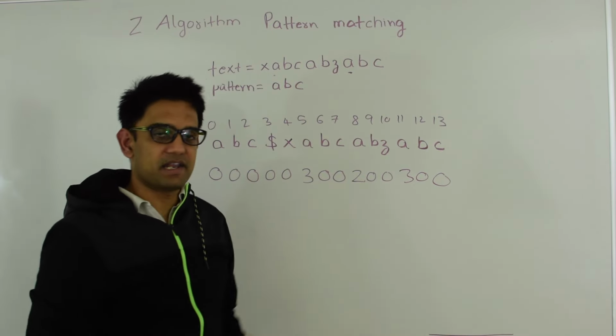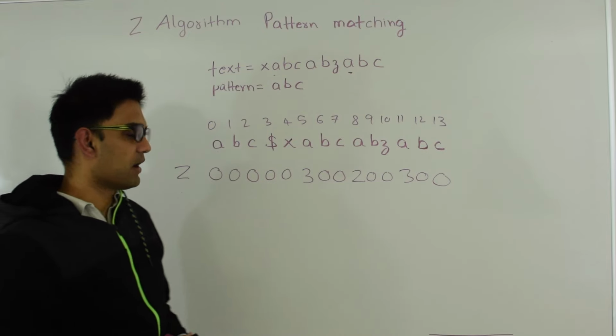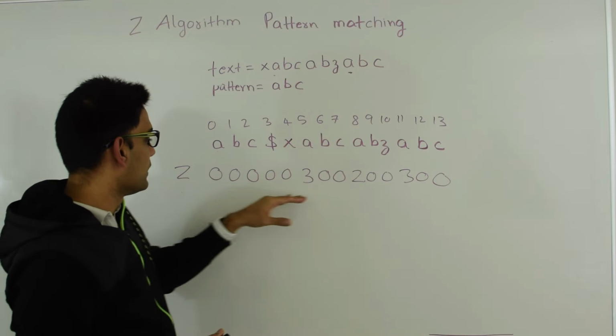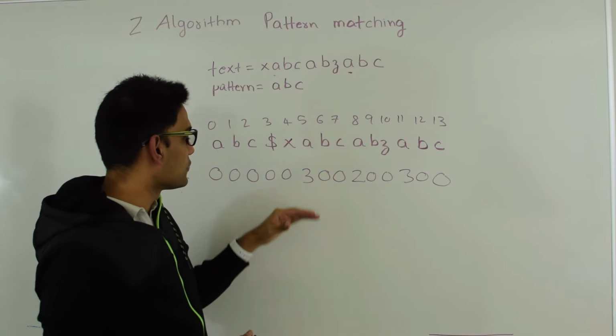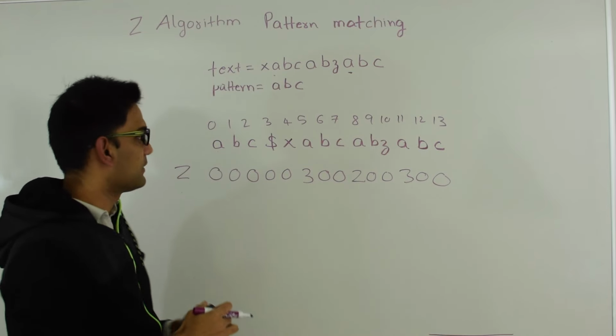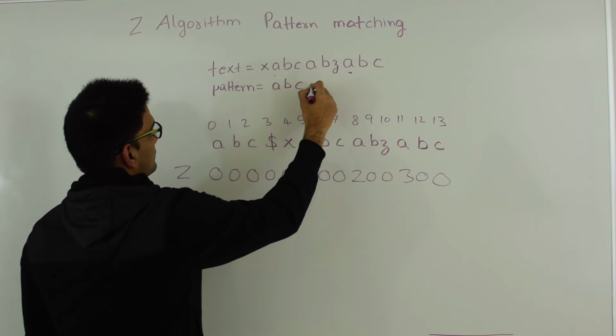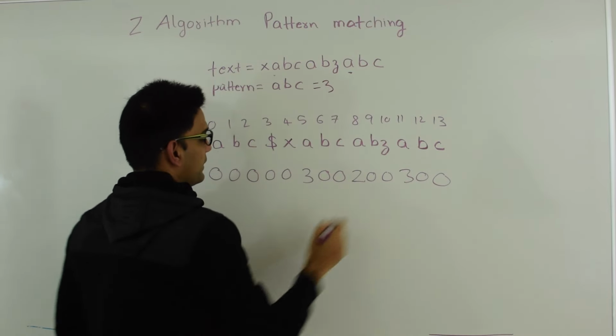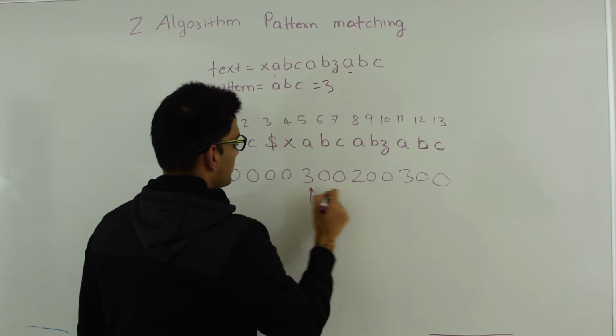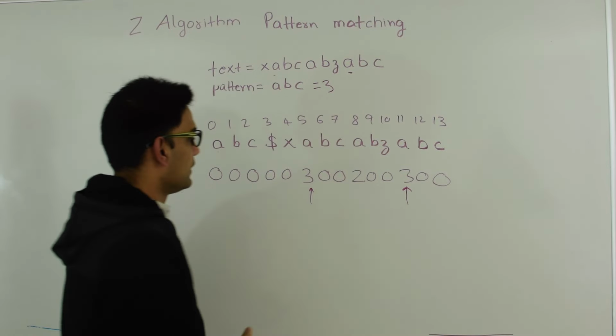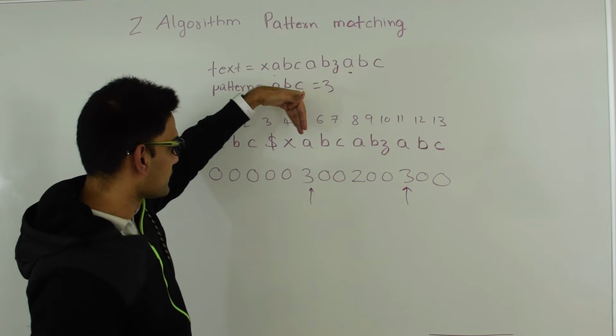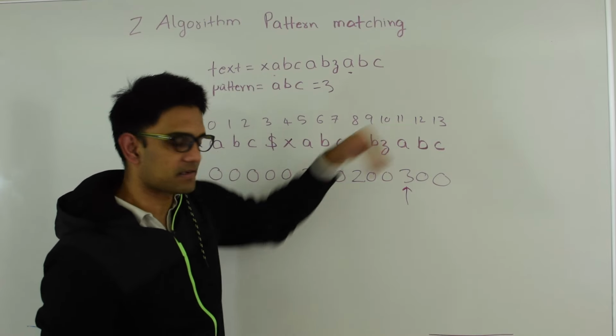So once I'm done creating my Z array, I'm going to look for the positions where the value is same as the length of the pattern. So the length of the pattern is 3. So I'm looking for 3 in this array. So I find 2 3s at this position and at this position. So what I'm saying is that at this position the text, the pattern exists in the text.